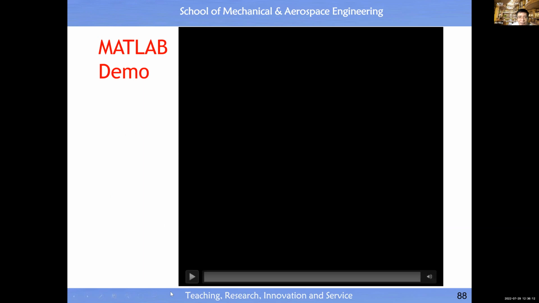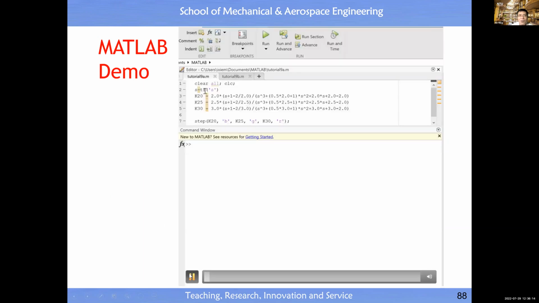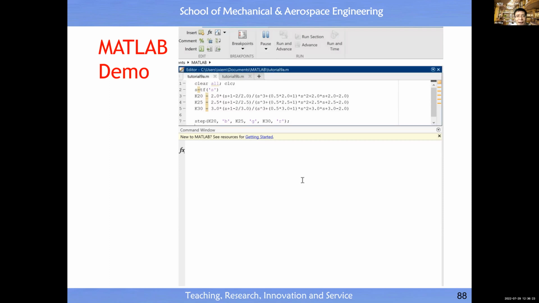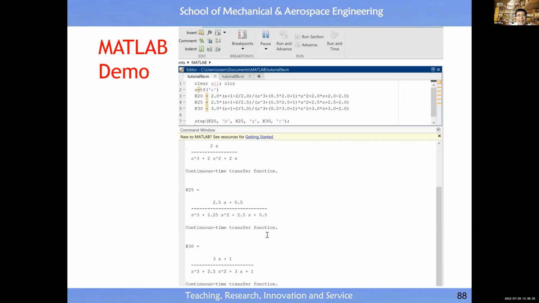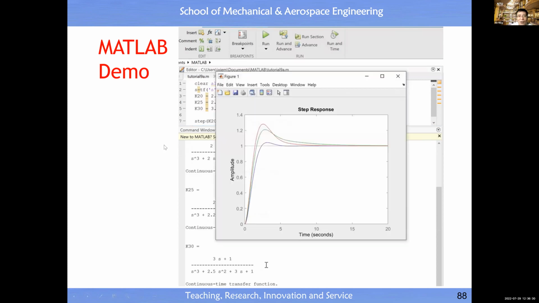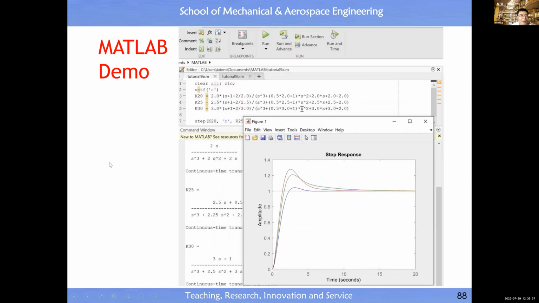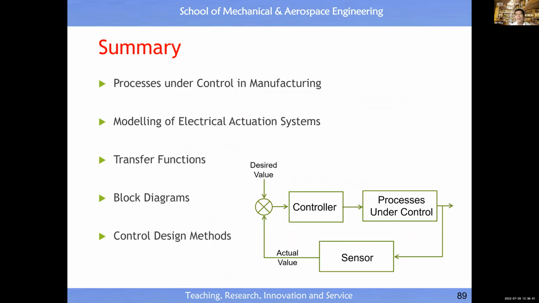So this video shows you the demonstration in MATLAB. With the three values for K, we have three open loop transfer functions and closed loop transfer functions. Then we call the MATLAB function step, which will show you the time response. Then you can judge which one is better, which one is the desired one for you. That's all for lecture 3.